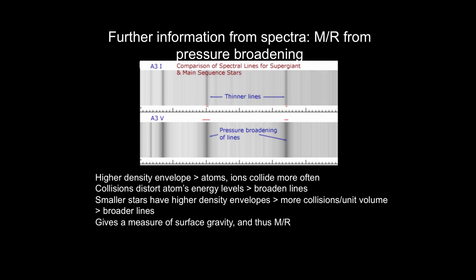So you can see that spectral lines contain a wealth of information about the chemical composition of a star, about its temperature, about its mass, and about its radius. And we can measure it all just by carefully taking the spectrum from a star.